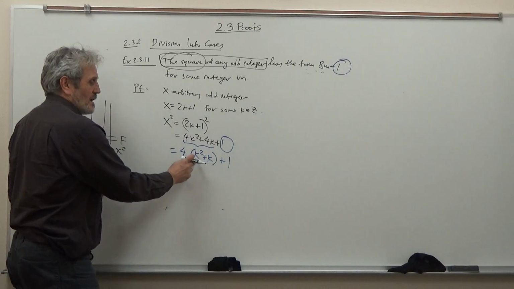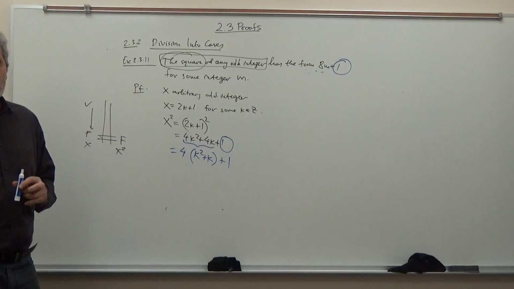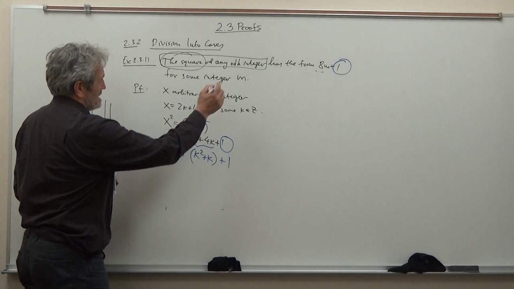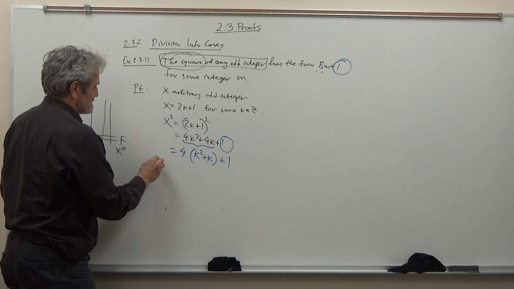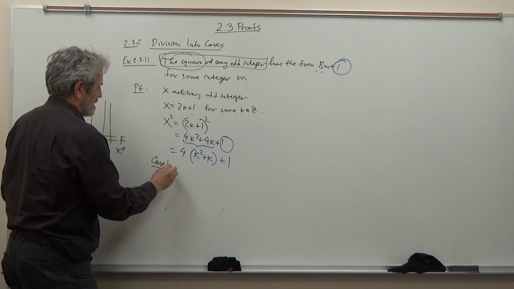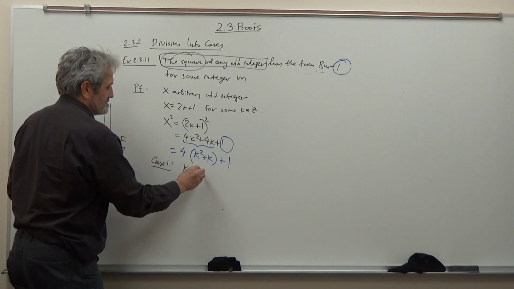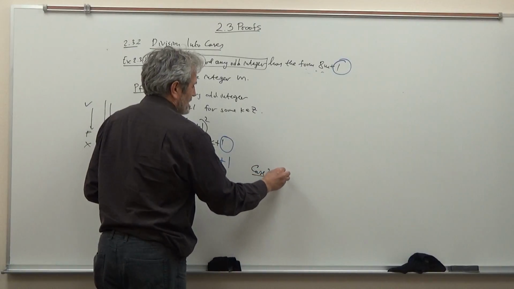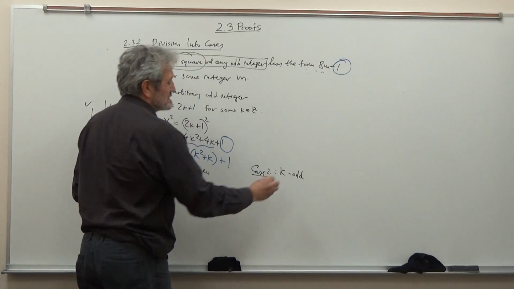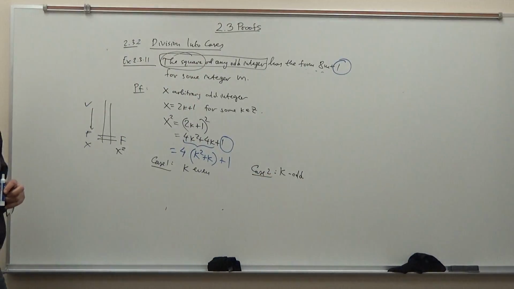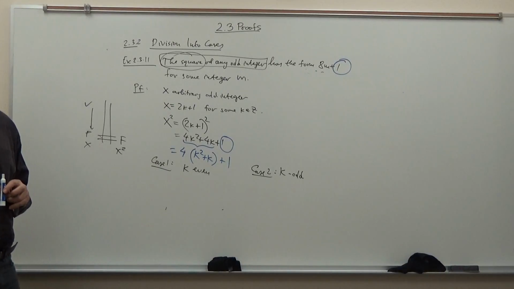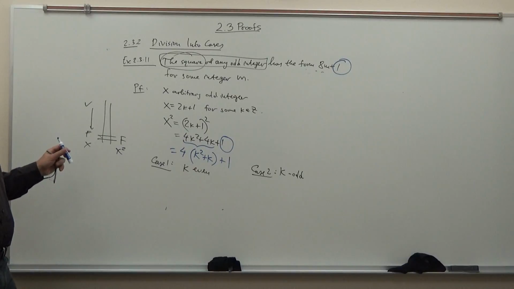Each case appears, so the statement will be true. In each case I have to prove what I need to get, 8m plus 1. So case 1, case even, case 2, case odd. And there is no third case, so generally these cases need always to exhaust all the options. These are the only two cases.